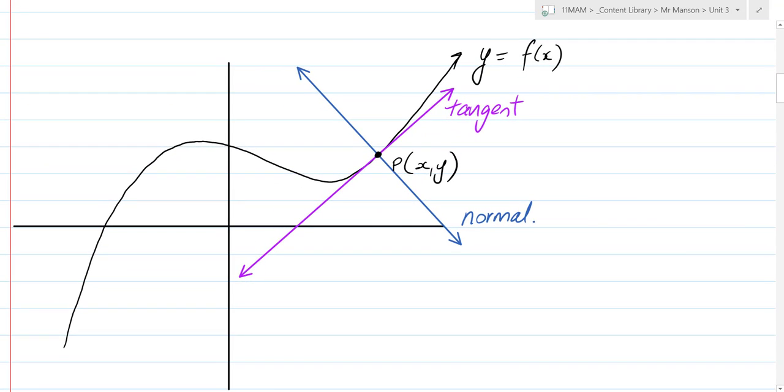This diagram represents what we're talking about when we talk about a tangent and a normal line. If you're determining a tangent at a point, it will be the line that has the same gradient as the function at that point and goes through that point. Typically, a tangent is a straight line that hits the curve and then continues on, doesn't go through the curve.